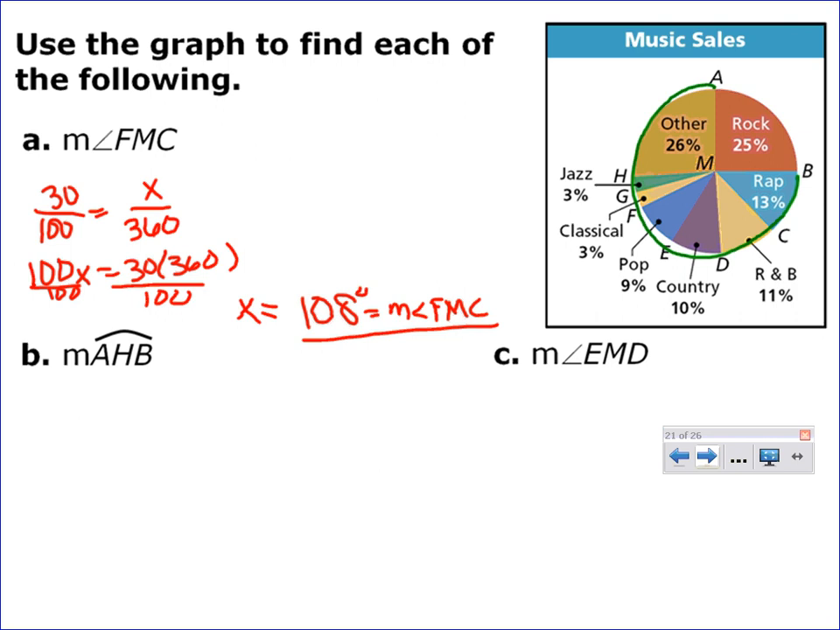Okay, now I could go through and do it the same way that I just did the previous problem, but I noticed something. It's covering everything except for the rock section, which is 25%. That rock section is 90 degrees. So that means that the measure of AHB has to be what's left to get 360. So it's 270 degrees. Okay, last one. We need to find the measure of angle EMD. Okay, country covers 10%. So 10% of 360 is 36. So that's the arc. So that means that the angle is equivalent, or 36 degrees.